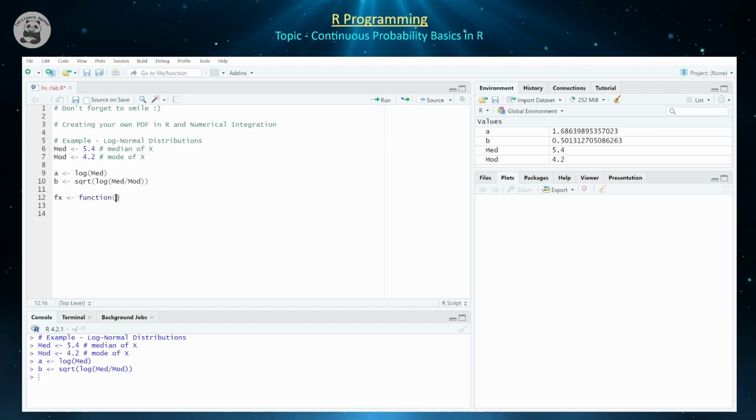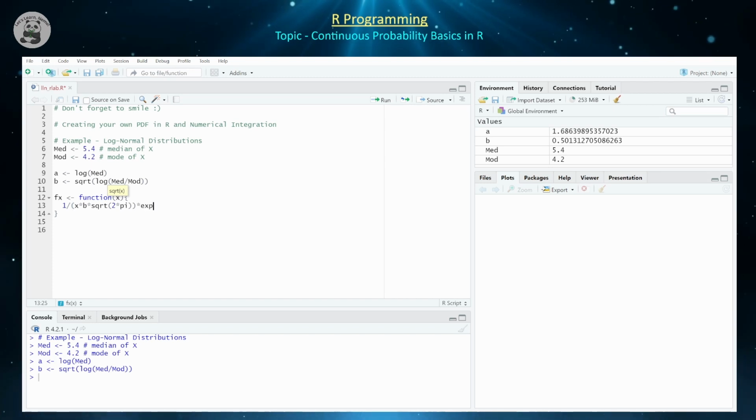And this is going to be a function of one variable only, so it's going to be function open parentheses x, and then it's going to be the body of this function, where we're pretty much going to be defining what that PDF actually looks like. So the log normal PDF is given by 1 divided by x times the parameter b times the square root of 2 pi, all in parentheses. That's the leading coefficient that allows the area from 0 to infinity to be equal to 1.